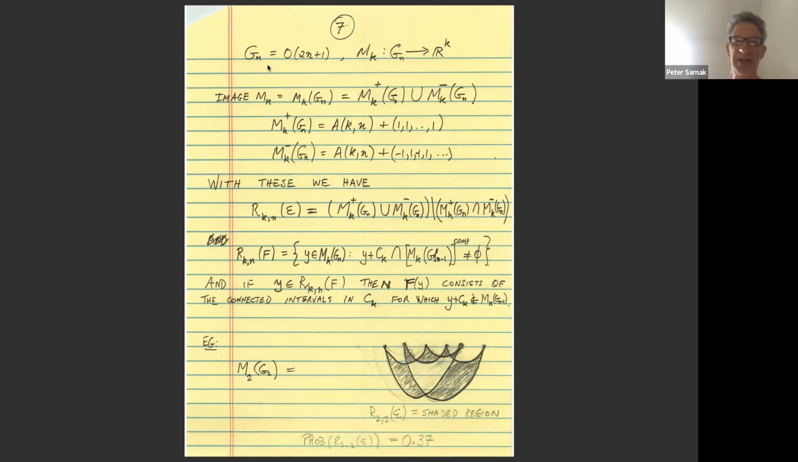So remember, our classical group is O_{2n+1}. We have this moment map. The image can be described very easily in terms of our sets A_{k,n}. That's why A_{k,n} are the most basic sets in this whole problem. So there are two components, the determinant 1 and determinant -1. The determinant 1 lands in the set A_{k,n} plus this vector, and the determinant -1 lands in the set A_{k,n} plus this vector, which starts with -1 and then alternates -1, +1, -1, +1 in R^k.